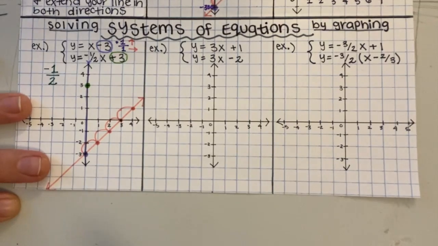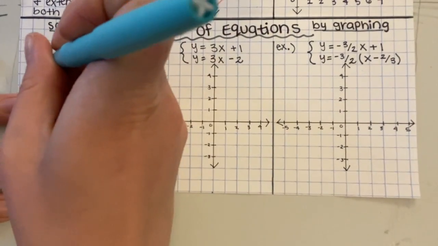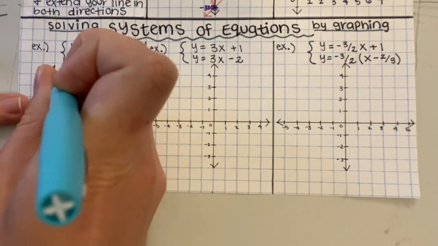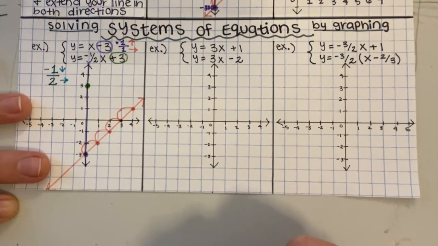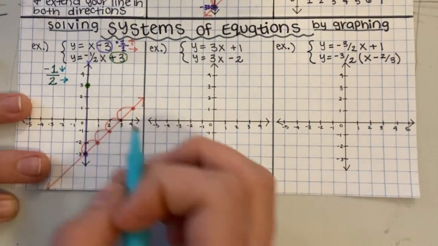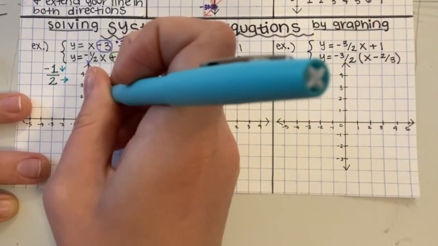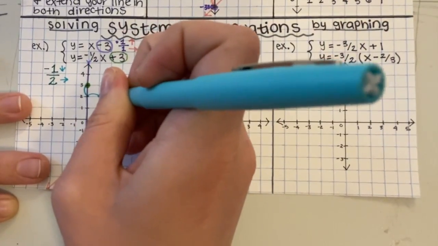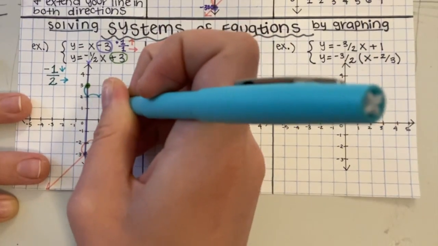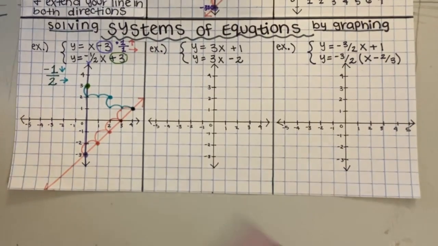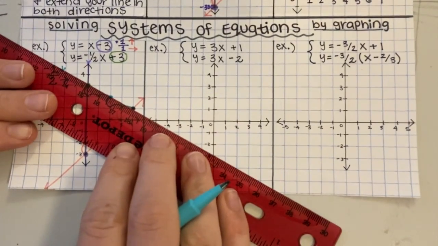The numerator tells me how much I'm going to go up or down. If it's negative, we're going down. And the denominator is how much I'm going to the right. So in this case, I'm going down 1, right 2. Down 1, right 2. And see how they cross at this point? So let me connect my dots and extend my line.